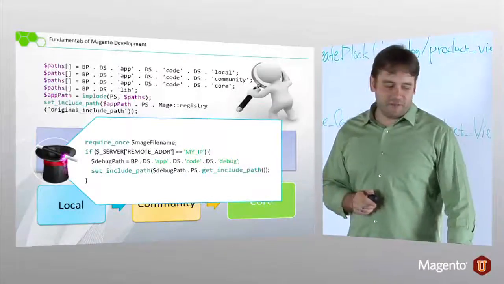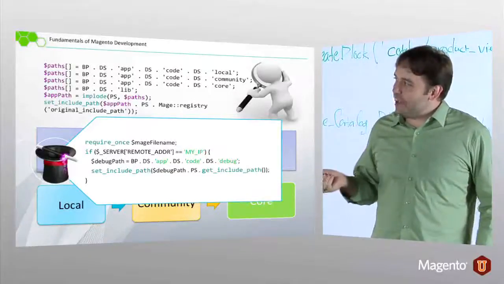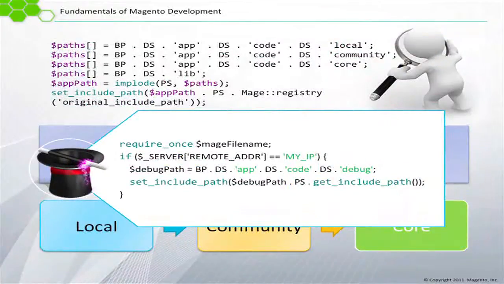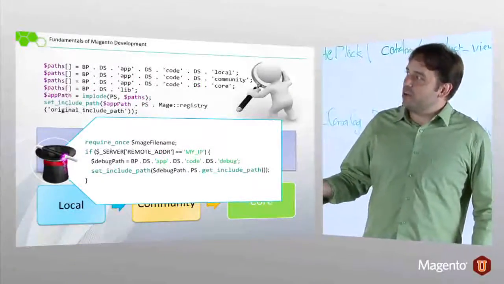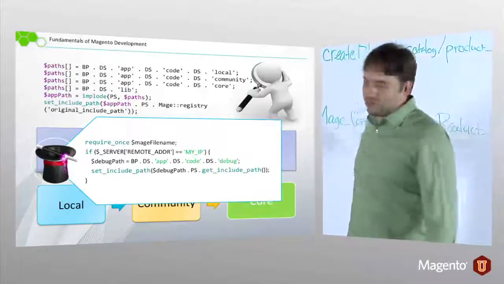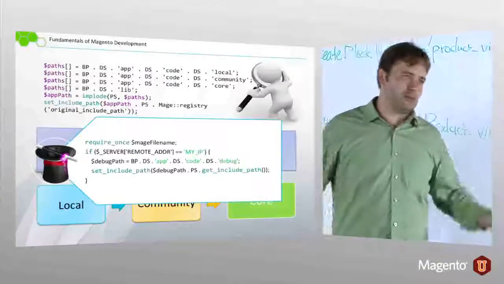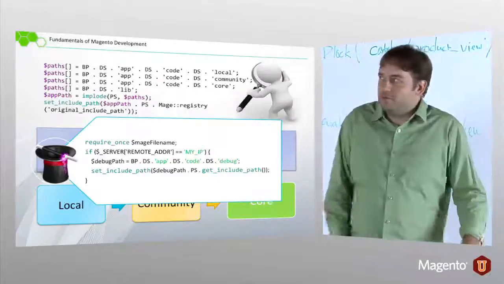One note, fresh from the Magento development team, you can add your own code pool. For example, app code debug. You could just simply add it to this array. Or you can, if you want, add it in this way and just prepend your path ahead of all the other paths. That way you could include your own custom implementation of the product view block for debugging purposes, based on your IP address. Just a hint, you can use it. It's very cool.